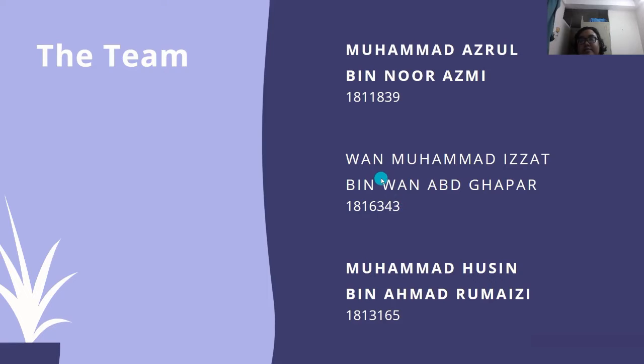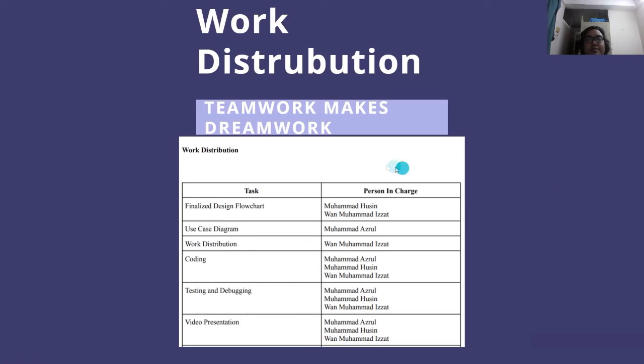So this is our group, and my name is Muhammad Subin Azmi. This is my group mate, Muhammad Izzat bin Muhammad Abdul Ghaffar, and Muhammad Hussein bin Ahmad Razi. So this is our work distribution in the project. I will explain just the coding here. For my part, I have done the recipient coding. Muhammad Hussein has done the rider coding part, and Muhammad Izzat is responsible for the main framework of the coding.